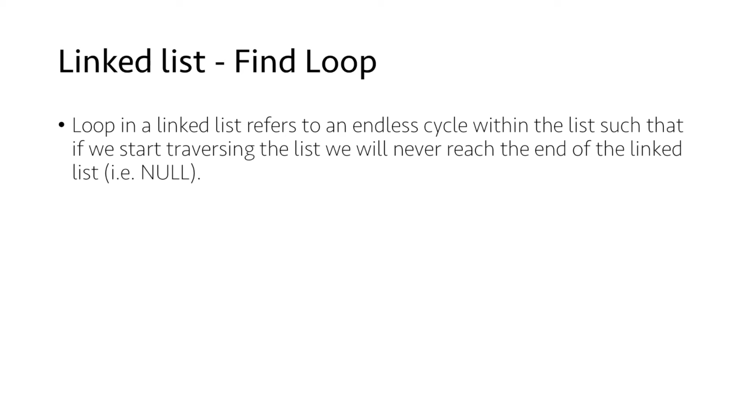In this video, we will learn how to check if a linked list contains a loop or not. First of all, what do we mean by a loop in a linked list? A loop in a linked list refers to an endless cycle within the list, such that if we start traversing our list, we will never reach the end of our linked list.